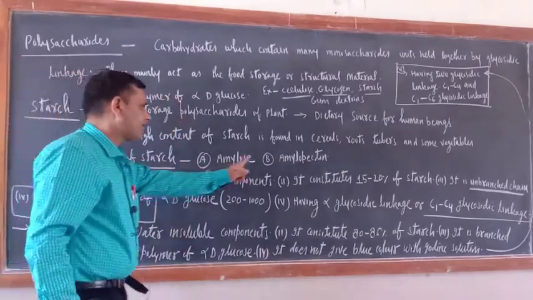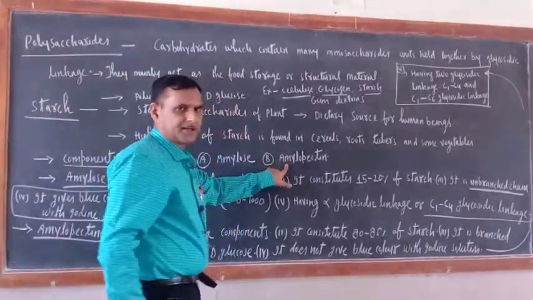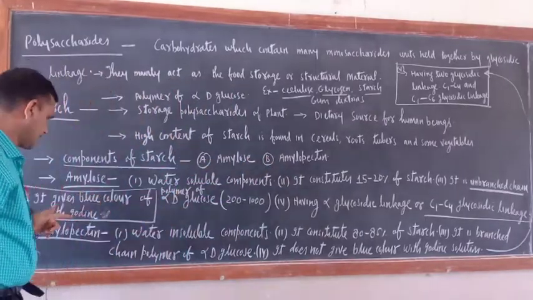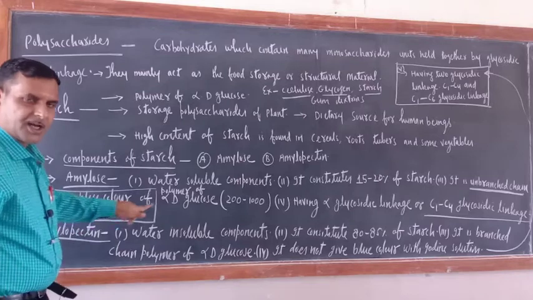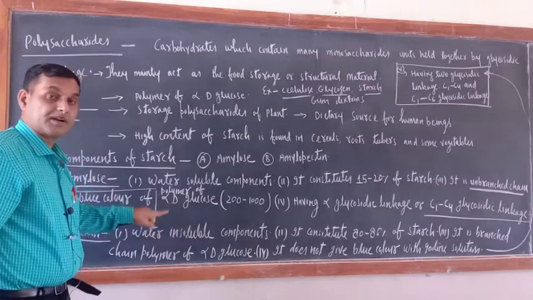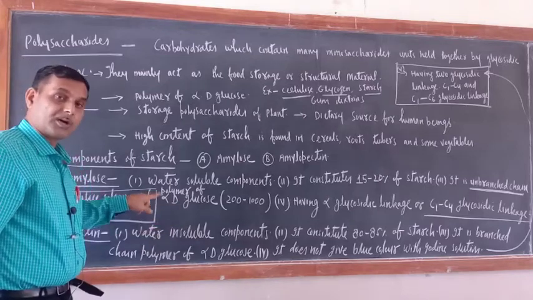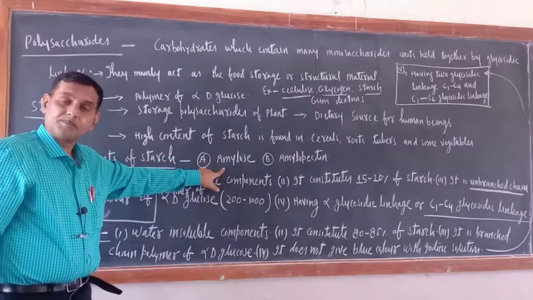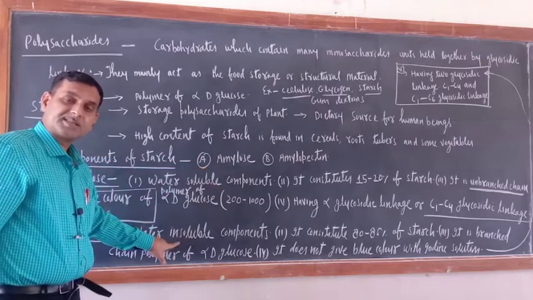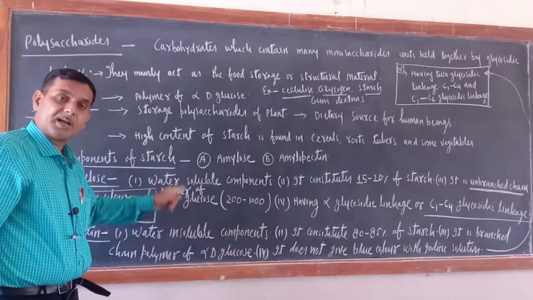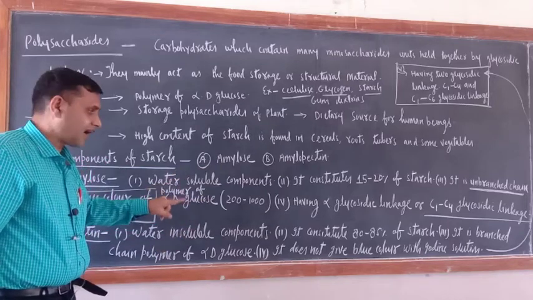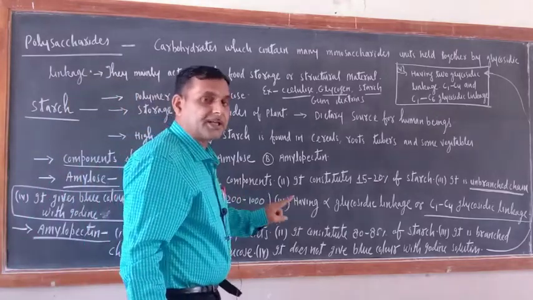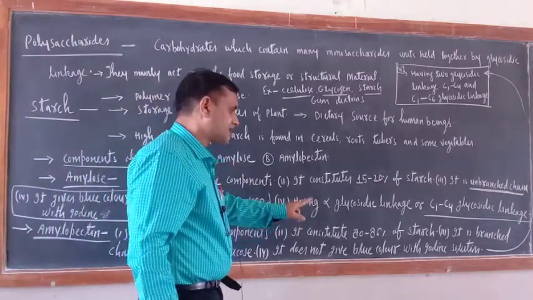Let us have some more idea about amylopectin. This is the second component of starch, and it is water insoluble. Remember this, it is water insoluble. Amylose will give blue color with iodine solution, but since amylopectin is water insoluble, it will not give blue color with iodine solution, and it constitutes near about 80 to 85% of starch.